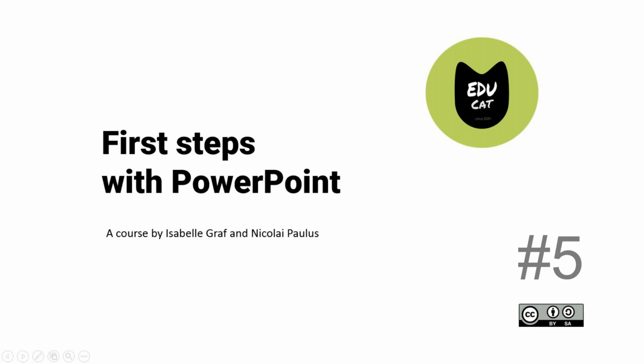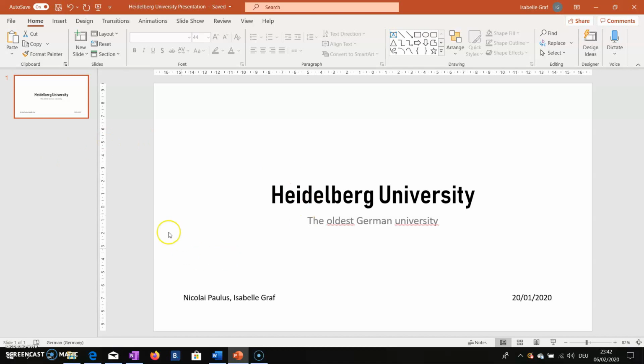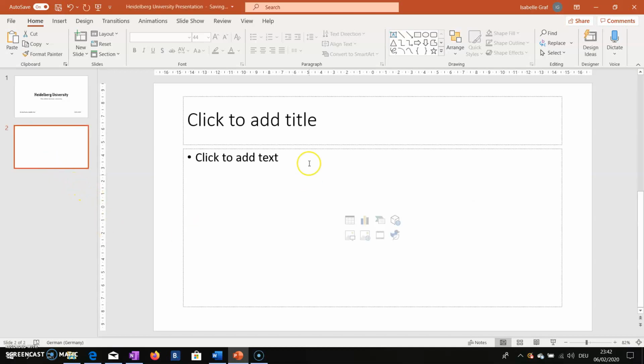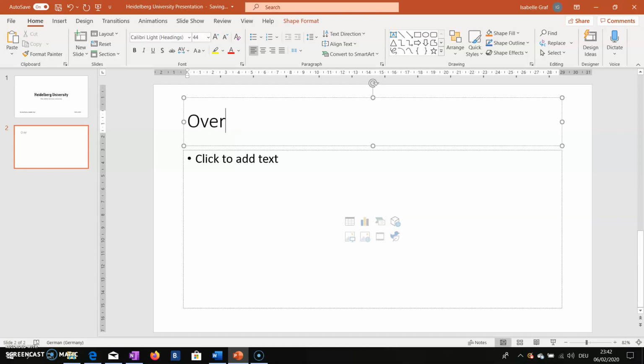In video 4, I showed you how to create this title slide here for the presentation on Heidelberg University. Now we will create some more slides. To insert a new slide, you need to press the right cursor and then click on New Slide. Then this automatically creates this slide here where you can add a title. So now we will type in Overview. As you can see, the title already appears in a bigger font size, which is quite handy for your heading.